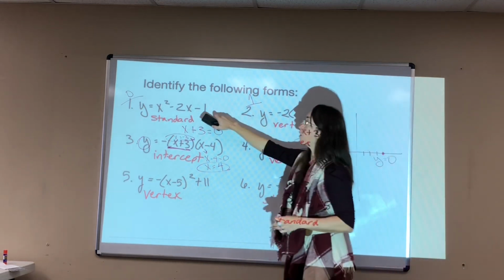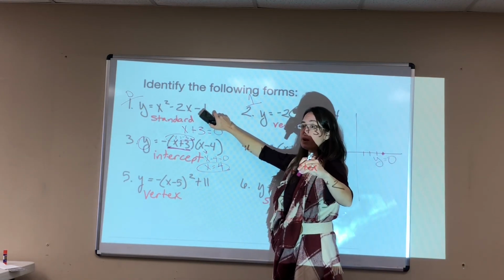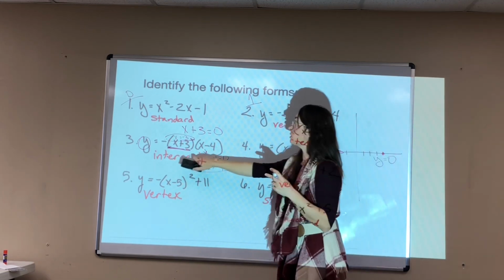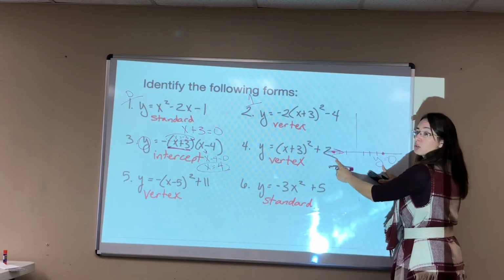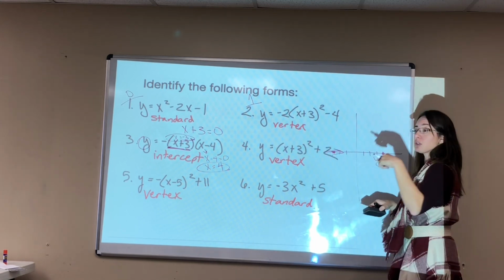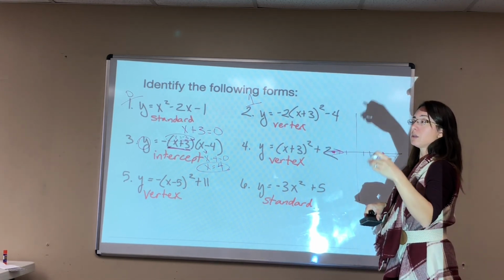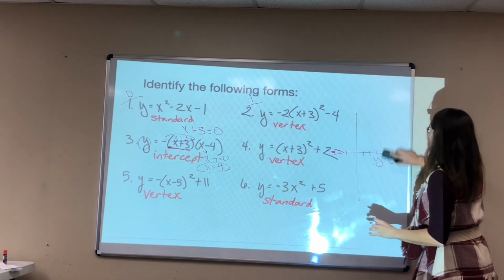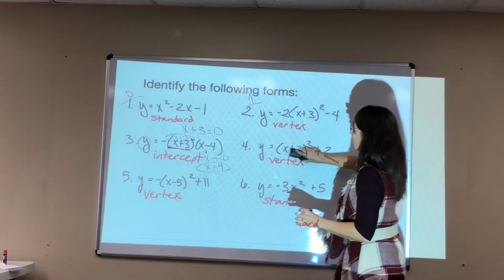So our standard form gives us no points right off the bat. Our vertex form gives us 1 point. Our intercept form gives us both points. Now, does our intercept form give us our vertex? No. But it sort of does. We'll talk about that in a minute. Okay?